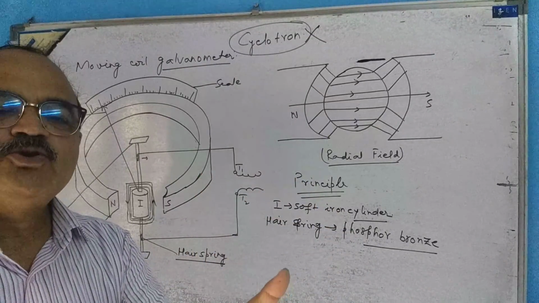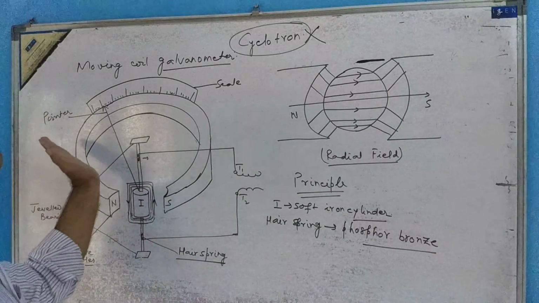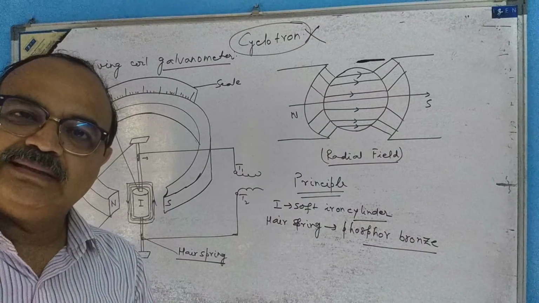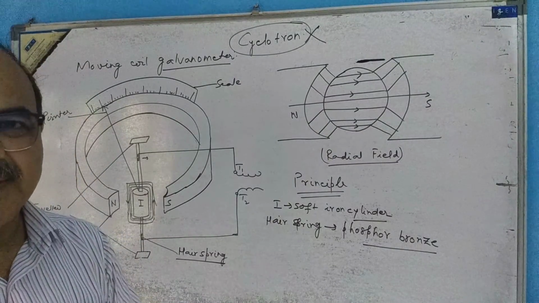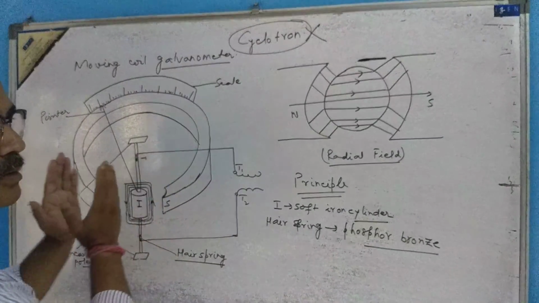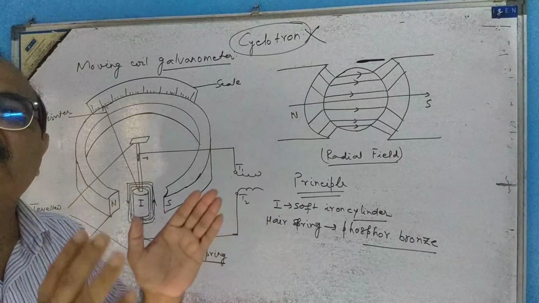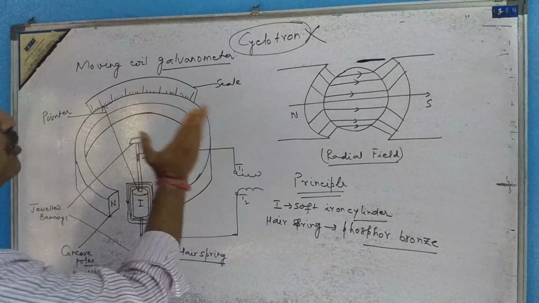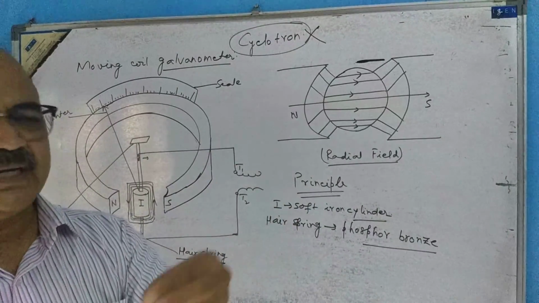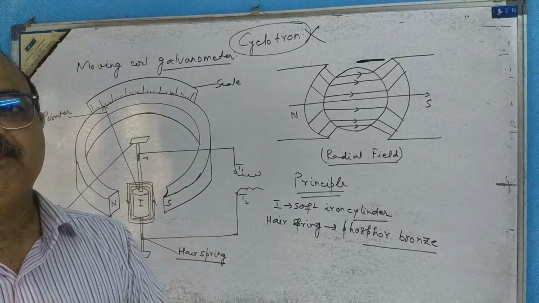As the magnitude of the current becomes more and more, the torque will be more and more, and the pointer will shift more and more. Basically, this happens: as the current flows, due to Fleming's left-hand rule, the coil will be turned, and as the coil rotates, the pointer also moves on the scale and shows the reading, from which we can calculate the current. How the calculation of the current takes place, I am coming to that later on.